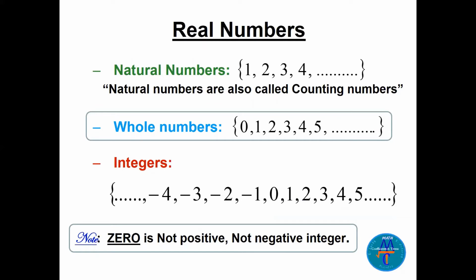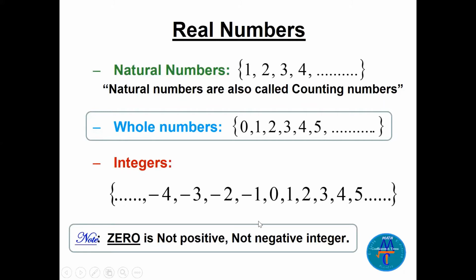The simplest subset in the real numbers, we call it natural numbers. 1, 2, 3, 4, 5 until infinity. These are the easy numbers. Natural numbers, we can call them counting numbers. If you need to count the number of students in the class, the number of pencils, of trees, of chairs, you just use the numbers 1, 2, 3, 4. You don't use fractions. So these we call natural numbers.